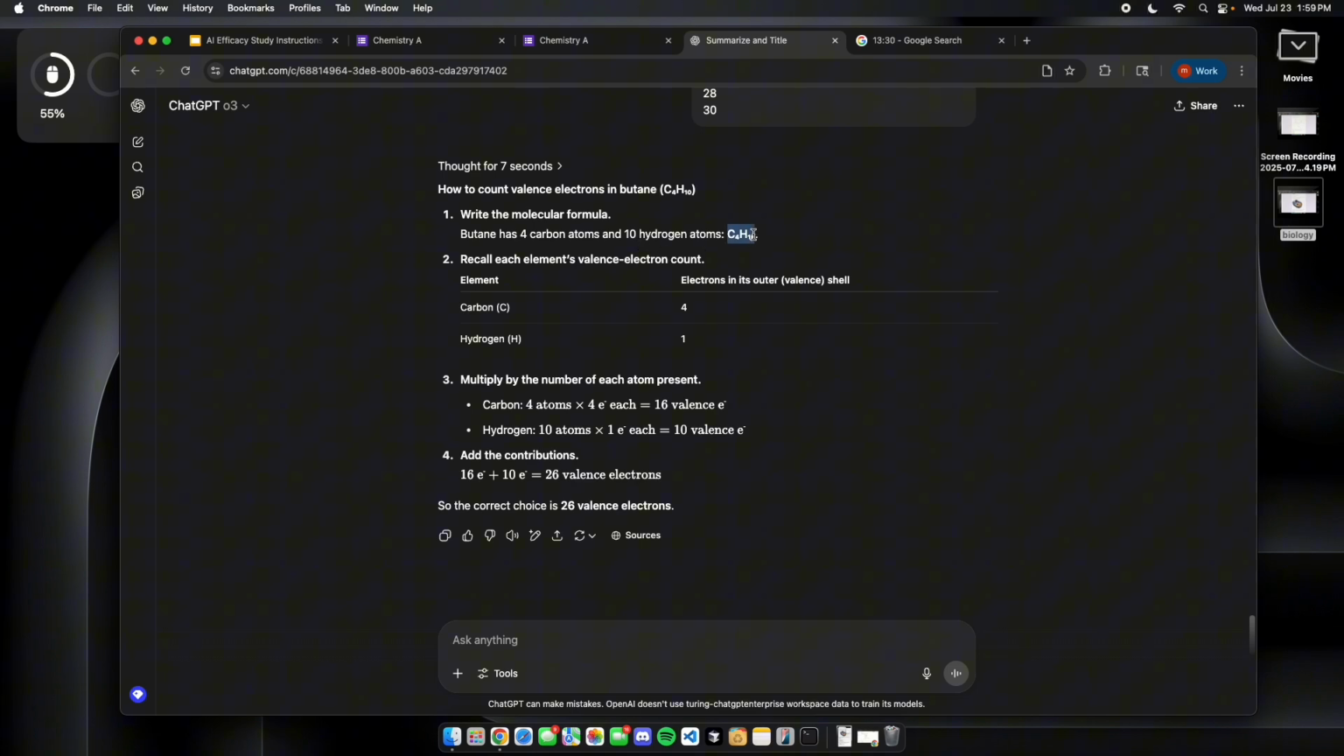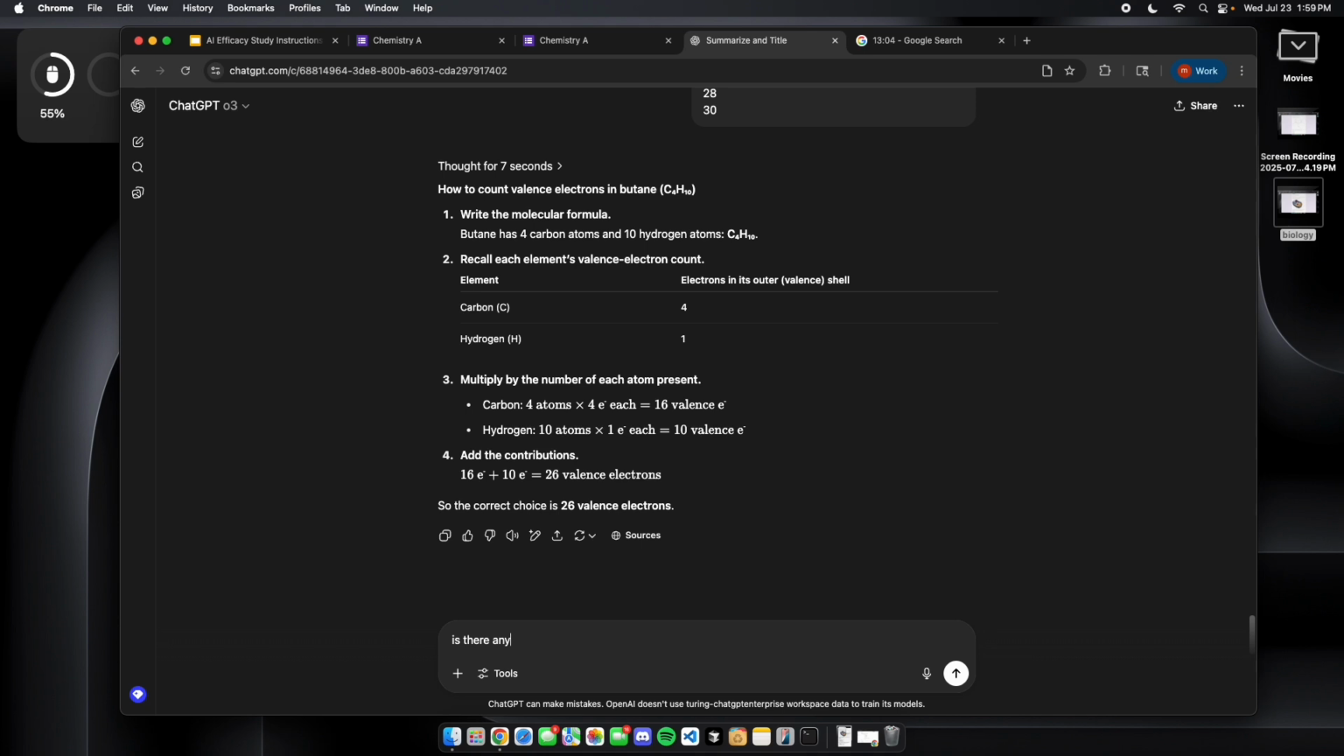Well, I wouldn't be able to do that because I couldn't write it out. Recall the element's valence electron count. Carbon has 4 and hydrogen has 1. What's 26? Okay, that makes sense. So 4 for carbons, 1 for hydrogen. I just need to figure out how to know the molecular formula.